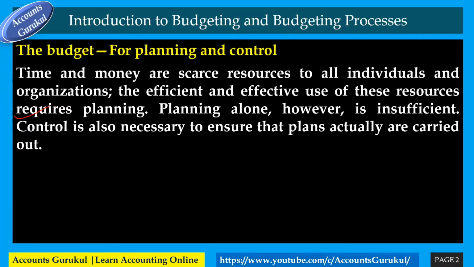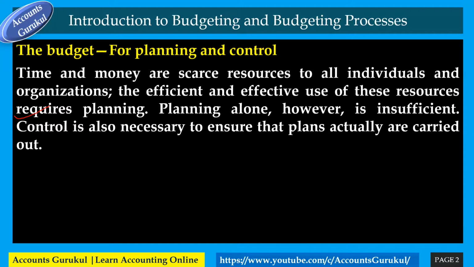So why is the budget required? Whatever we are doing, or whatever we are going to do, for each and everything, planning is a must. And planning alone is also not going to work. So in addition to the planning, we have to put some controls to ensure that whatever we have planned, we are going ahead as per the plan or not. And that's the meaning of budget and actual variances. The budget for planning and control. So budget is required for our planning and control.